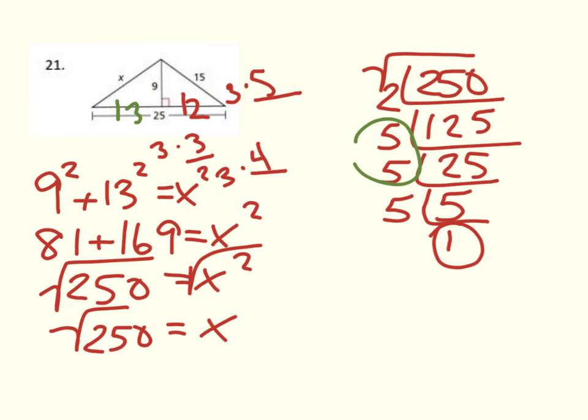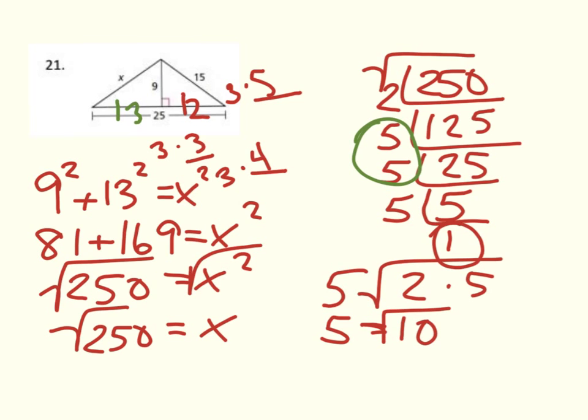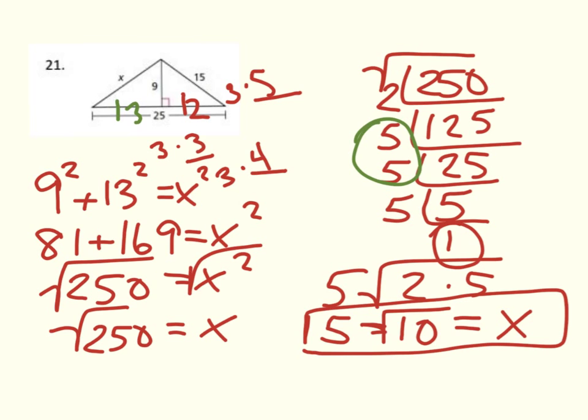So I have a pair of 5s. That 5 gets to come out and play. I have a 2 and a 5 that don't have partners. They have to stay inside, and they get multiplied together. So 5 square root of 10 is going to be my x, and that will be my final answer, 5 square root of 10.